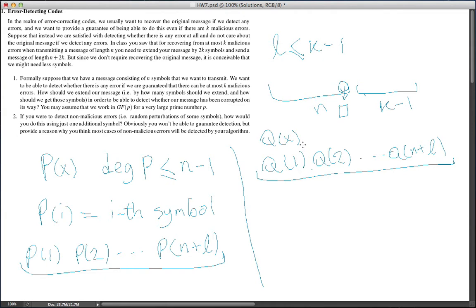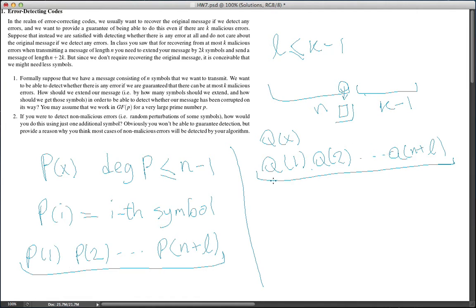Because if the original message was actually the corrupted message, which consisted of the first n minus 1 symbols plus the extra corrupted square, then the encoded message, or the padded message, would have been looking something like this, right? So our algorithm doesn't know that this is the corrupted version of this. Okay.